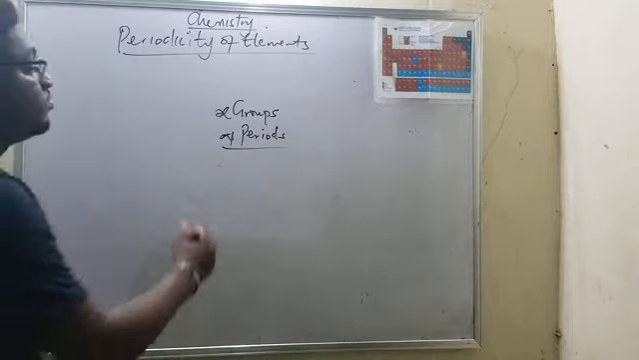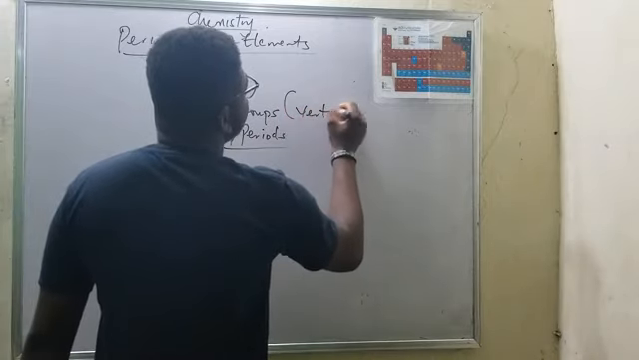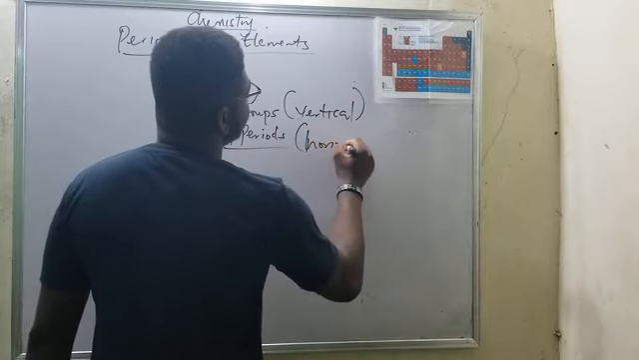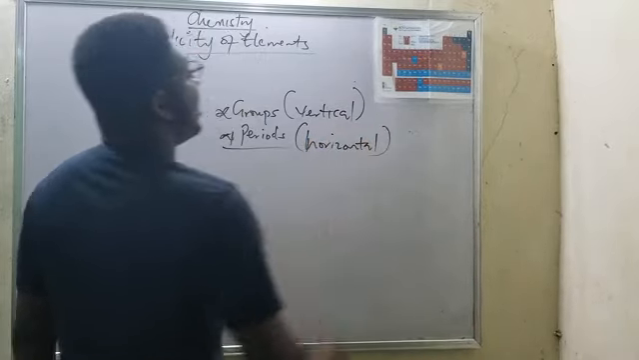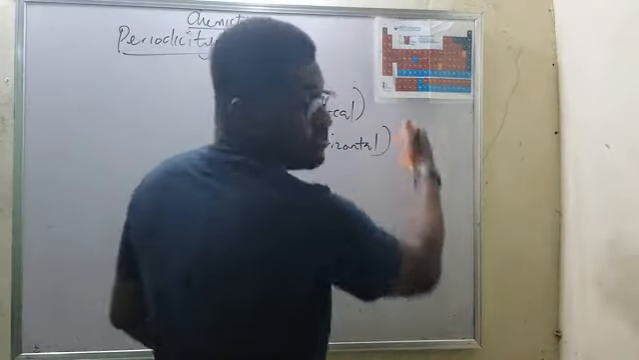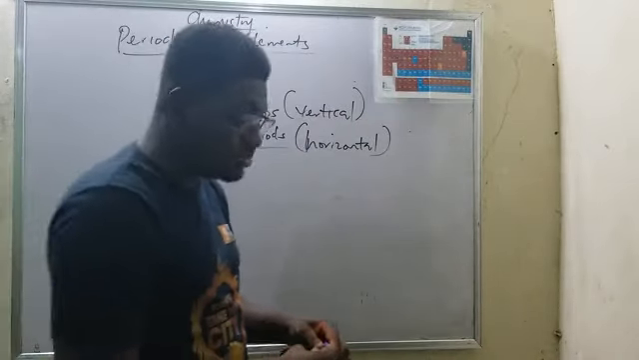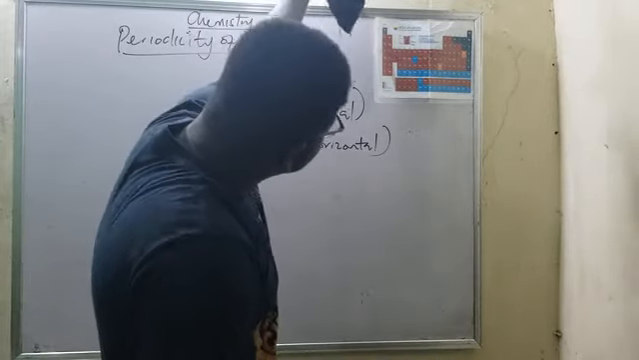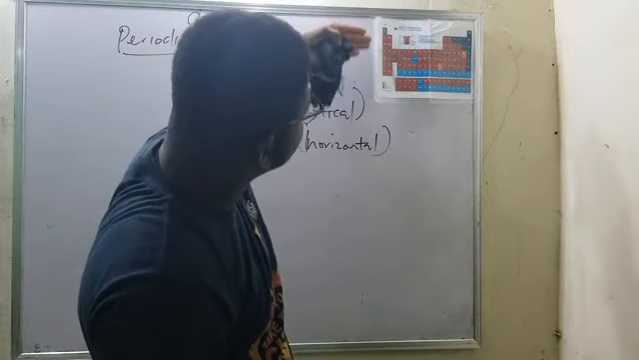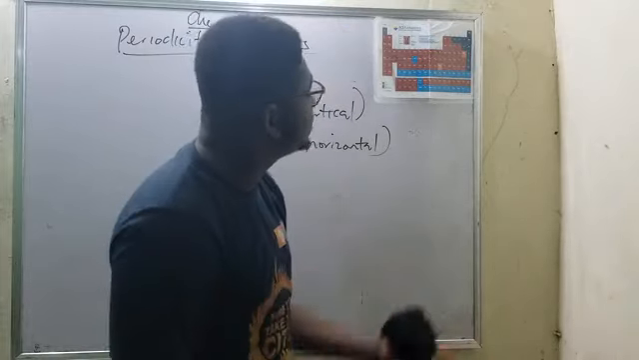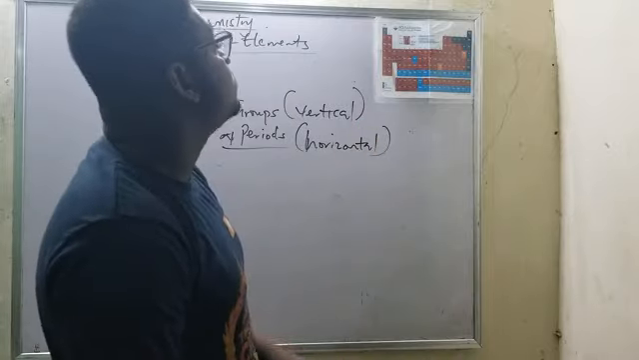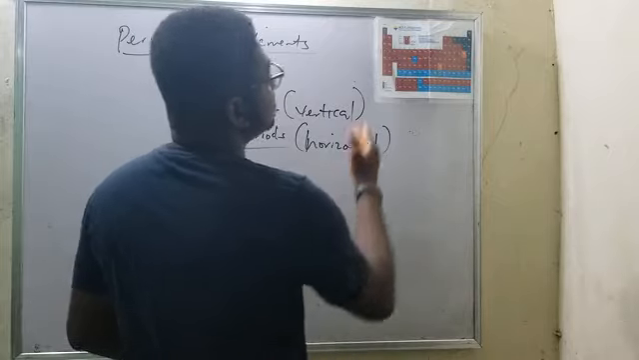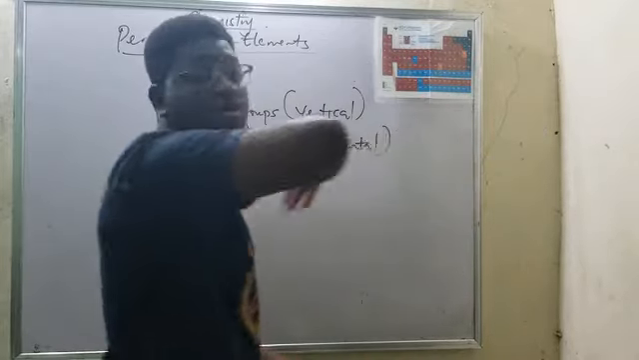The groups are the vertical ones, while the periods are the horizontal ones. If you have a sample of a periodic table, which I would suggest you use for this lecture, we have the groups from the vertical ones: hydrogen, lithium, sodium, potassium, rubidium, cesium, and francium. Across the period, we have hydrogen and helium on period 1. We have lithium, beryllium, boron, carbon on period 2.